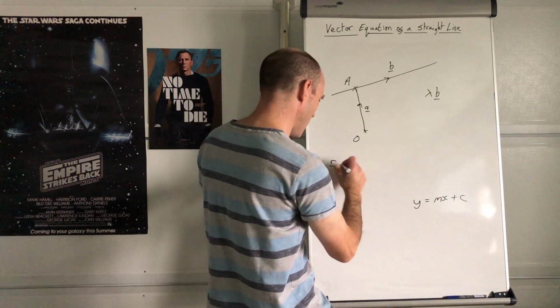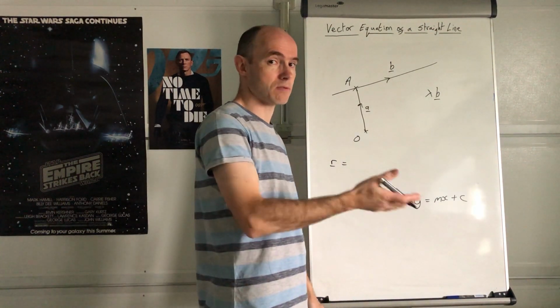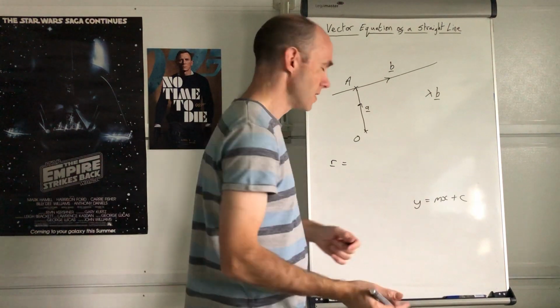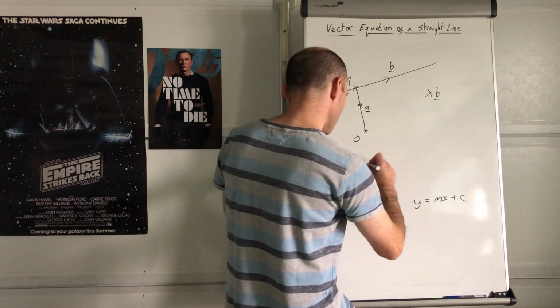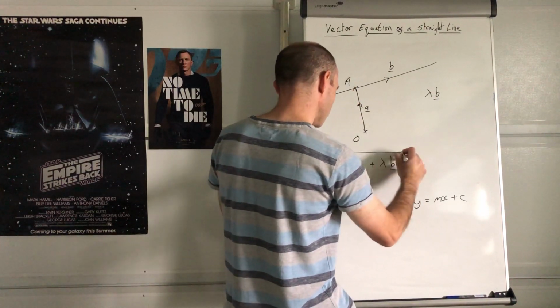So our vector equation of the line is this. We use r. Do you remember that from mechanics work? We sometimes use r to represent a position vector. So r equals a plus lambda b. That is our equation of a straight line.